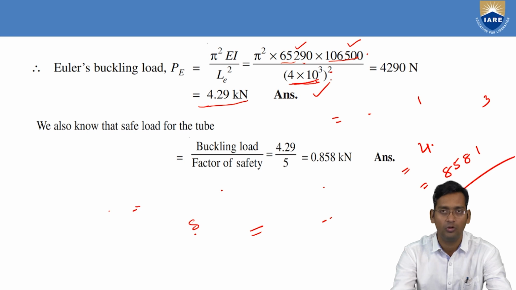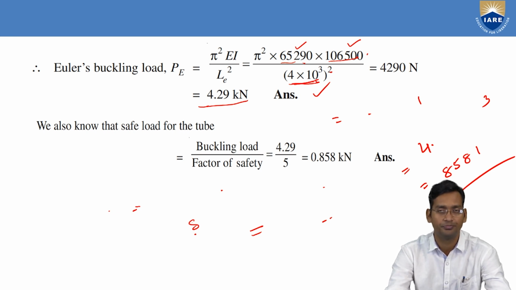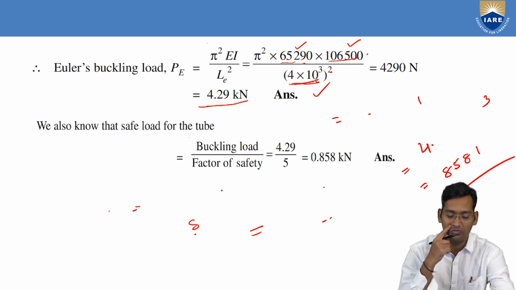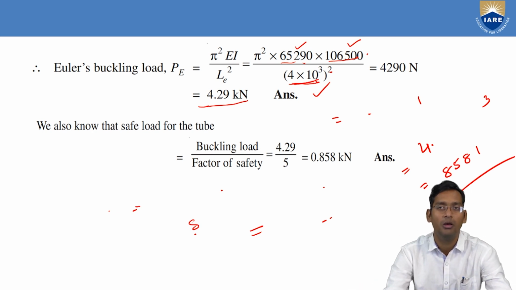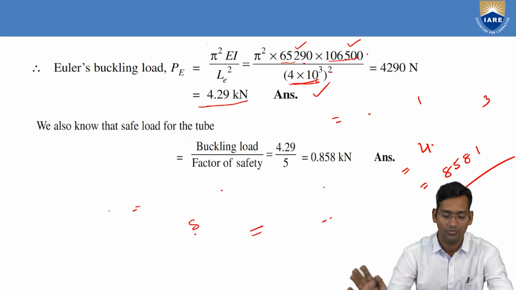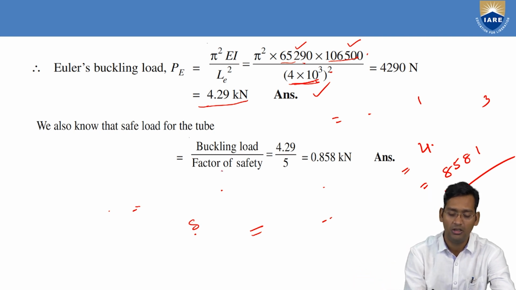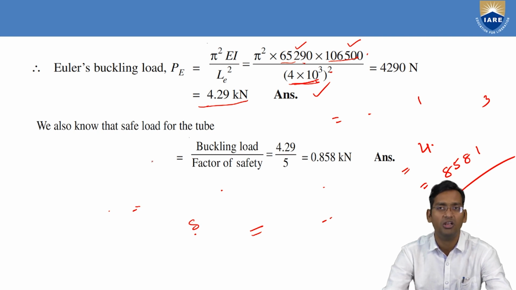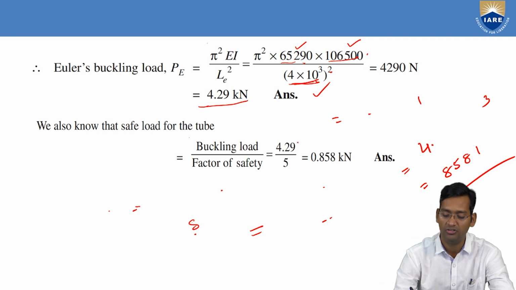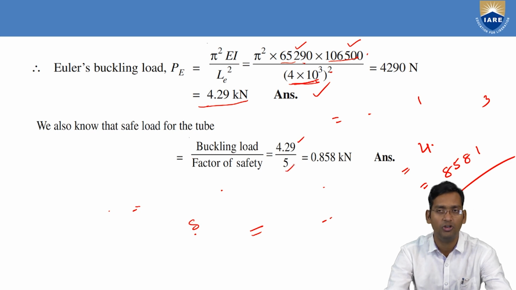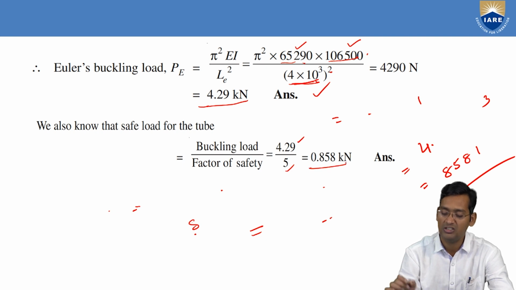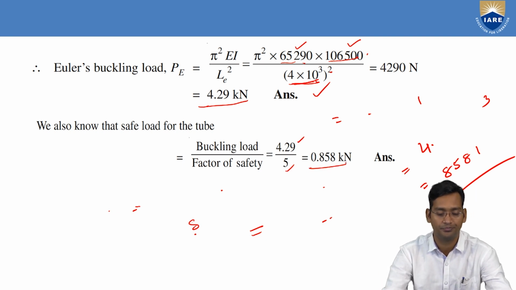So the first answer is over. Now the second answer is to find the safe load, meaning up to what load we can apply so that the column works properly, without failure. For that, what is the formula? The factor of safety is buckling load divided by the safe load. So safe load is buckling load by factor of safety. The buckling load is 4.29, and the factor of safety is 5. So 4.29 by 5 is 0.858 kilonewton, which is the answer.